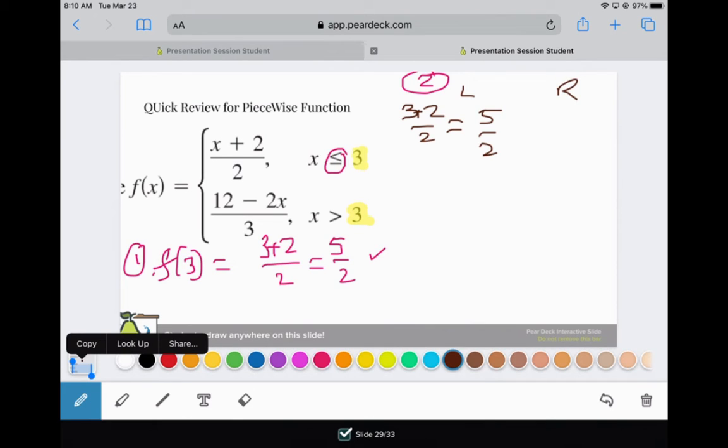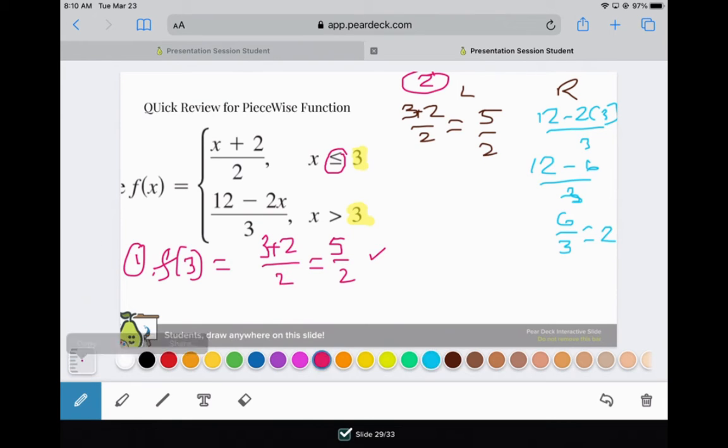Then I will do the right limit, which is 12 minus 2 times 3 over 3. 12 minus 6 over 3. So 6 over 3 gives me 2. So look at this problem. I'm looking at the limit. The left limit is 5 over 2. The right limit is 2. Do I need to continue to step 3, or can I draw a conclusion here?